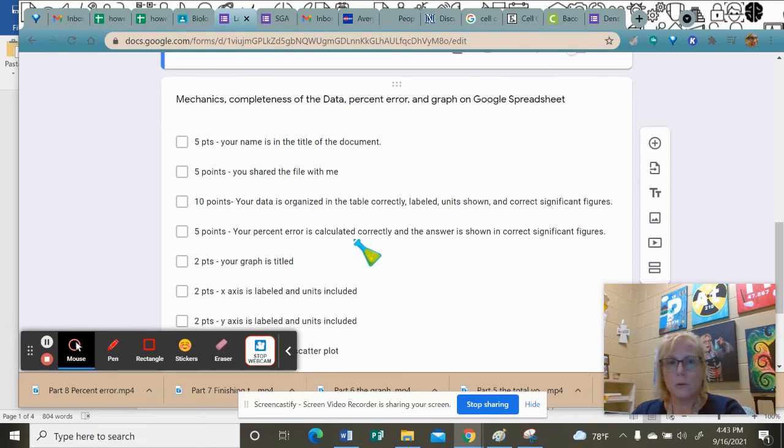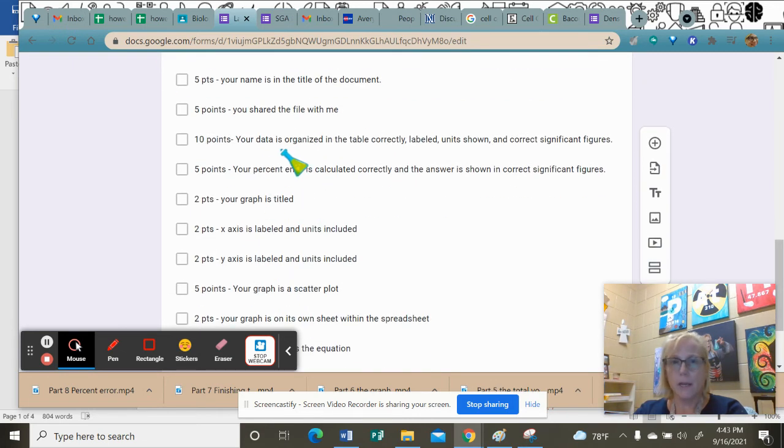Then when I look at your graph, I'm going to be looking at: is your name on the digital document? You shared the file with me. I didn't have to beg you to share your file with me. Your data table is organized, labeled, with correct significant figures. You showed your percent error and it's calculated correctly, with the correct significant figures.